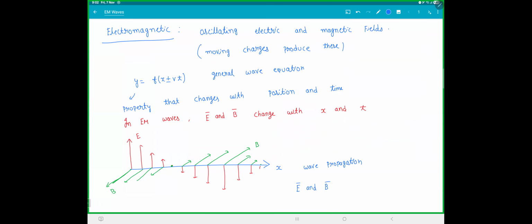Now we have a bunch of formulas. There is no proof or anything. You need to remember them. You get really a lot of good questions on this. So when the wave moves forward, E bar and B bar are perpendicular and they're also mutually perpendicular to each other.